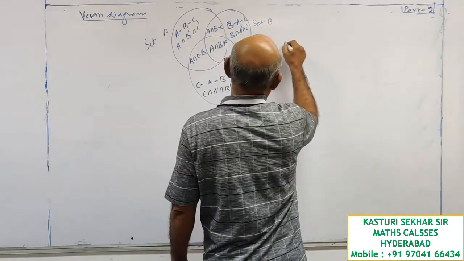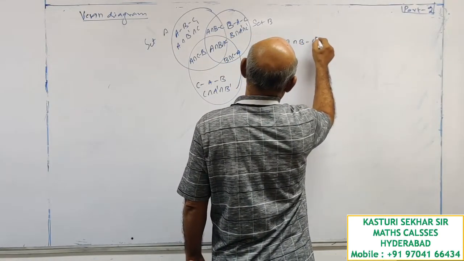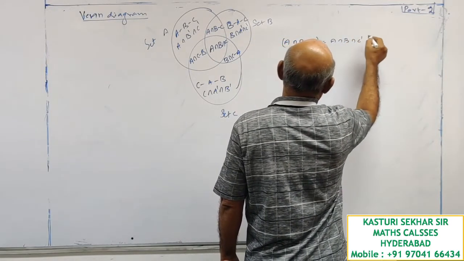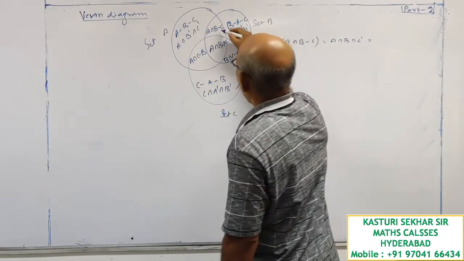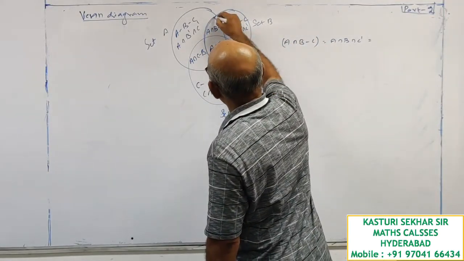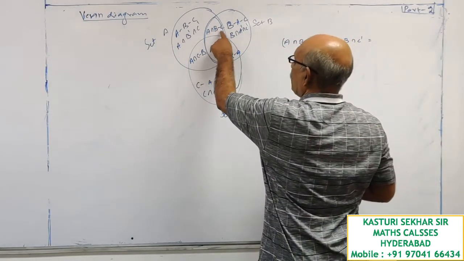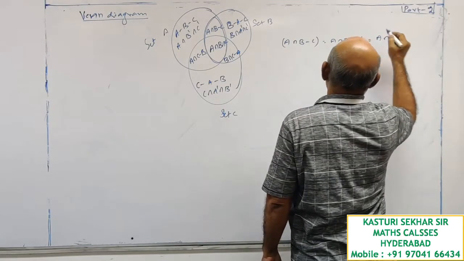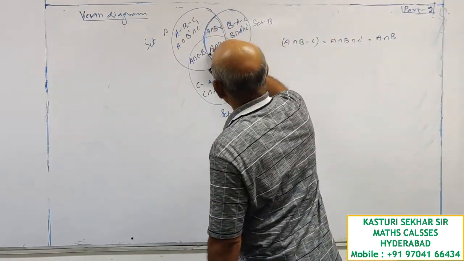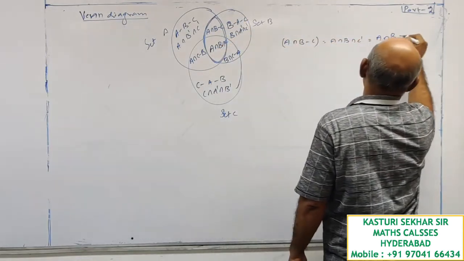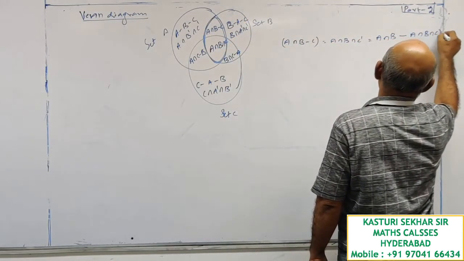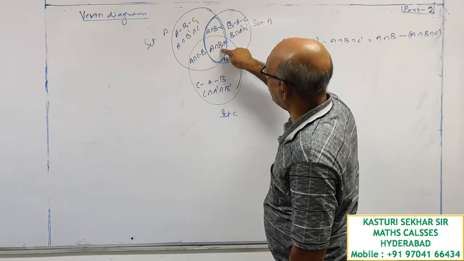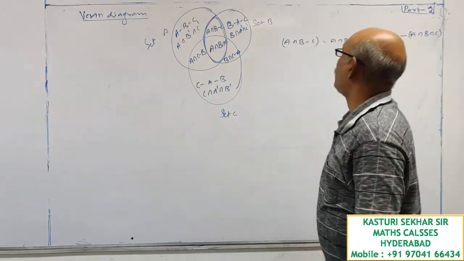How can I get A intersection B minus C? This is A intersection B intersection C complement. You want to get this part, A intersection B minus C. This is A intersection B. This whole part is A intersection B minus A intersection B intersection C. From this A intersection B part, if I subtract this one, I'll get this part, A intersection B minus C.